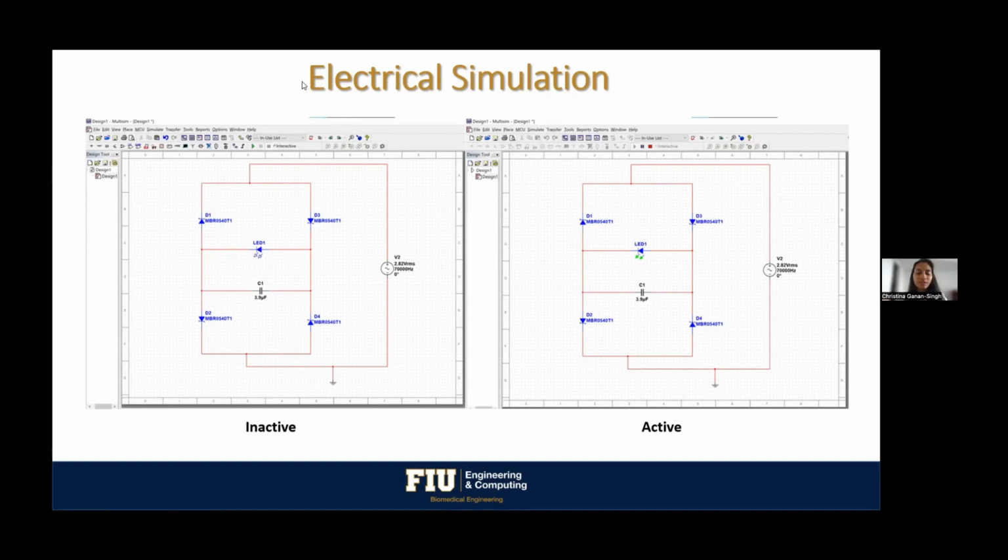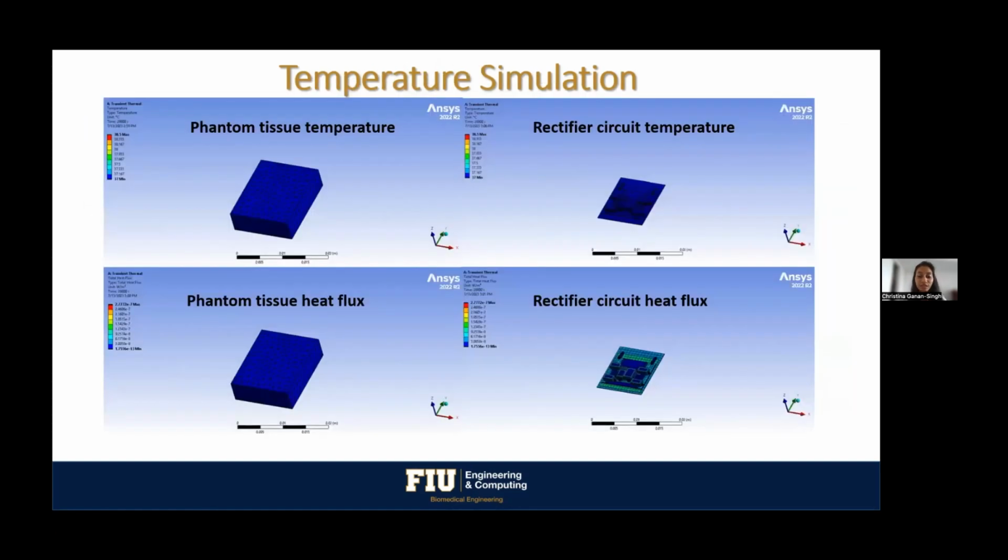Thank you, Johan. So the first simulation done was on Multisim to ensure that our proposed circuit worked. On the left-hand side, before the simulation is run, you can see the LED off, and then after the simulation is run, you can see the light turned on. Next slide, please. This is our temperature simulation. The above signifies the temperature, and below it's the heat flux. So you can see that the circuit did have some heat flux, but it still was not enough to cause a temperature change in the tissue.